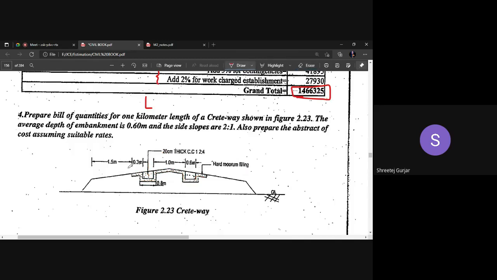After hard muram and cement concrete, we have to look into the dimensions. This central part is 1 meter. Then this part, in to in, is 0.6. Then this side part, how much is it? 0.1, sorry, 0.3, and then from here to here it is 1.5. So to calculate the total width, can anyone calculate from here to here? Keep a calculator with you. Quickly you have to calculate an answer.